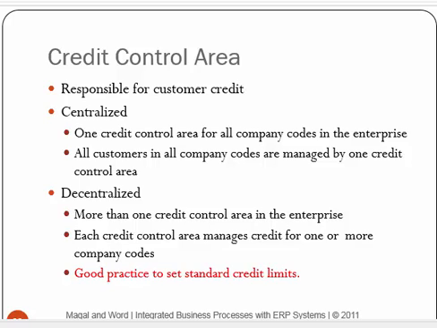Most companies would prefer to have a centralized control area. So at the client level, the credit is determined for everyone. One credit area for all company codes. All the company codes have one credit area because they have one policy, one standard, and they apply it to everyone. So all customers in all company codes are managed by one credit control area.